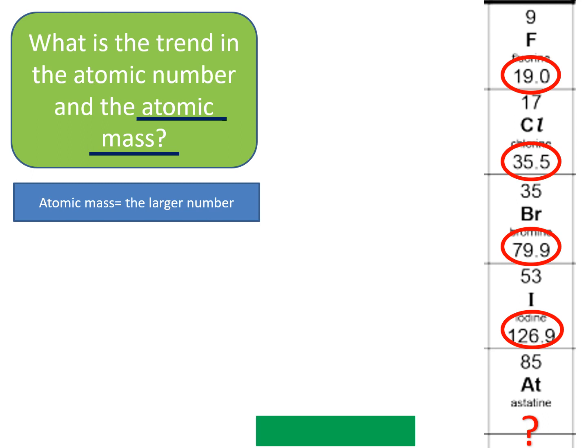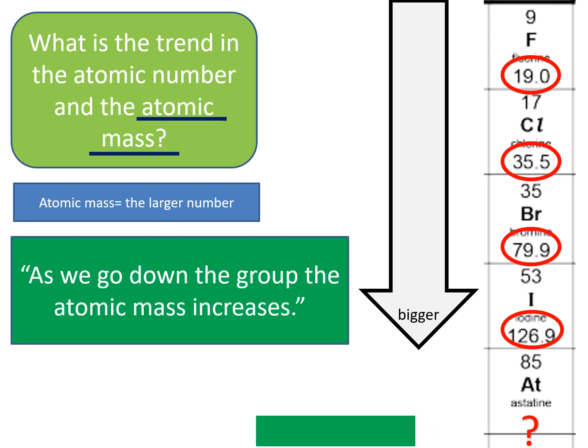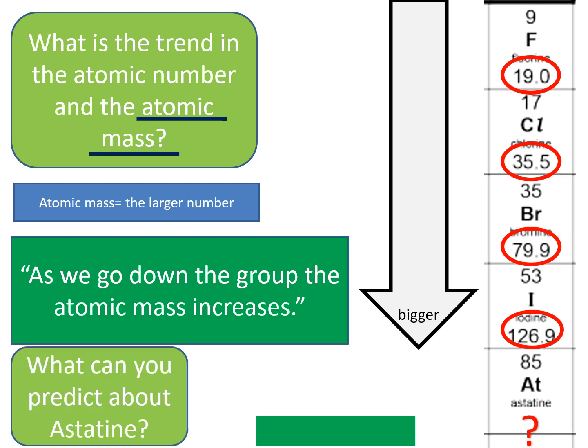Okay, well, hopefully you recognise those numbers going down and getting bigger. So we might say simply, as we go down the group, the atomic mass increases. But what about astatine? Well, in reality, we don't actually have a mass for astatine because it's very reactive. It breaks down very quickly. It's very rare, and so we haven't been able to measure the mass. But we could make a prediction.